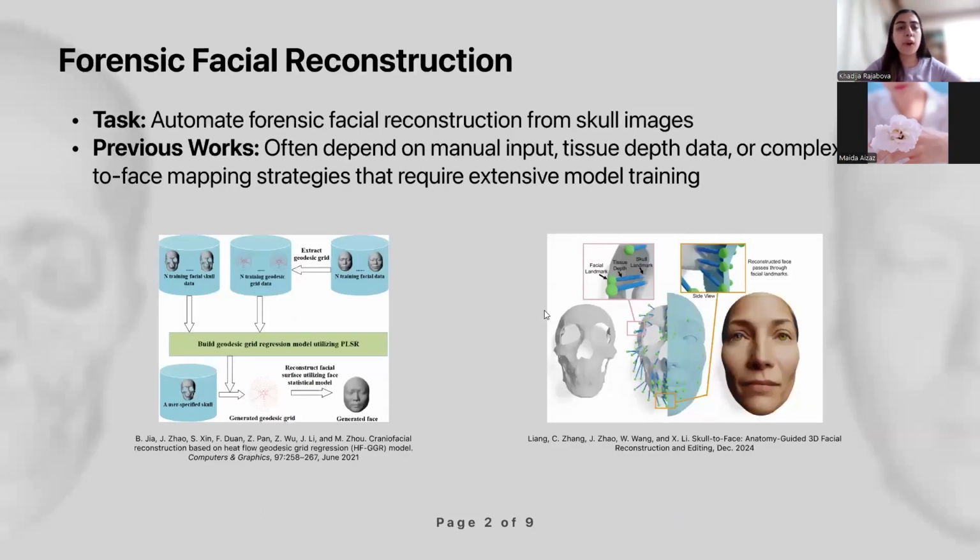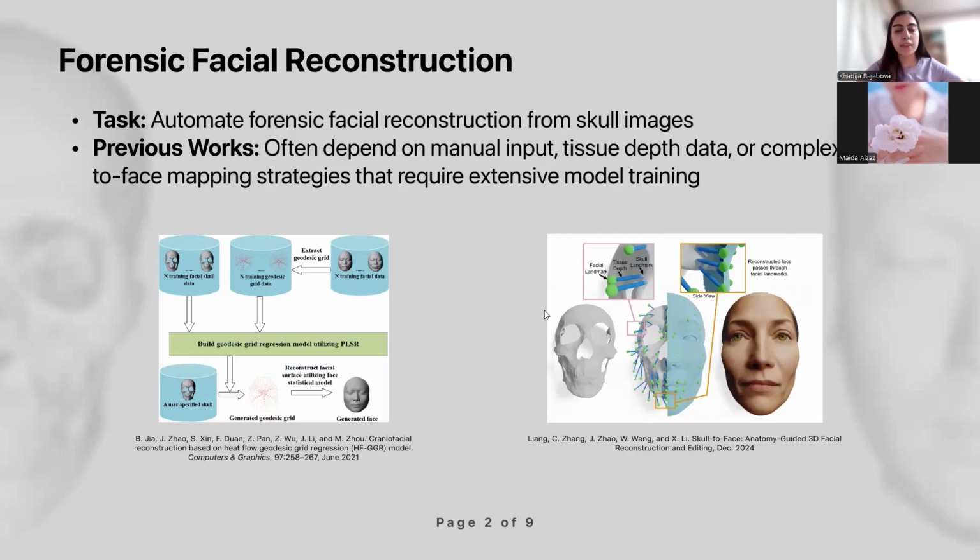The aim of this work is to automate forensic facial reconstruction from skull images. While previous approaches have addressed this problem, they often rely on manual input, tissue depth data, or complex skull-to-face mapping strategies that require extensive modeling. For example, Jia et al. used geodesic grid to encode craniofacial geometry, generating faces through a statistical model, while Liang et al. incorporated statistical tissue depth modeling into its pipeline.